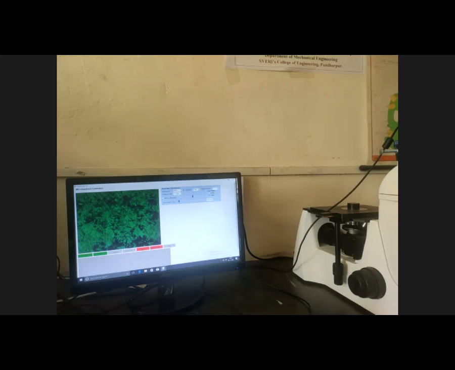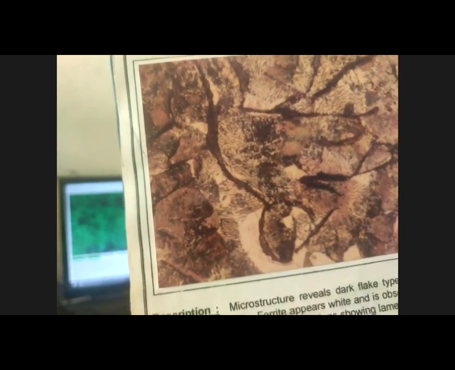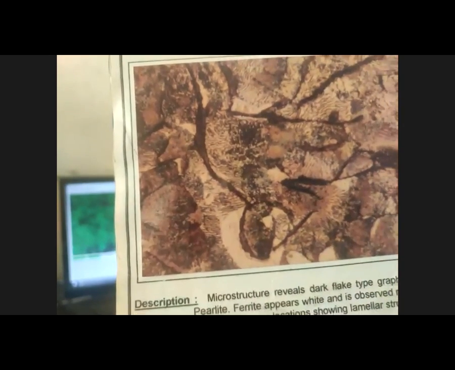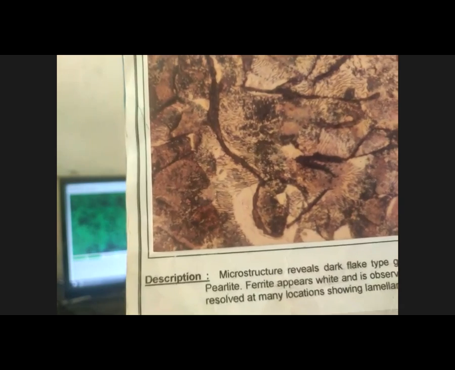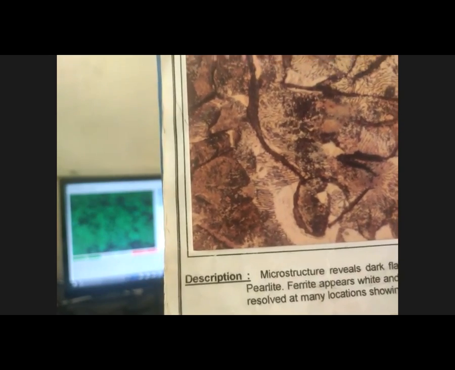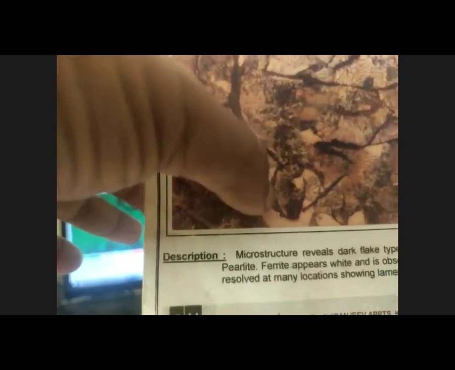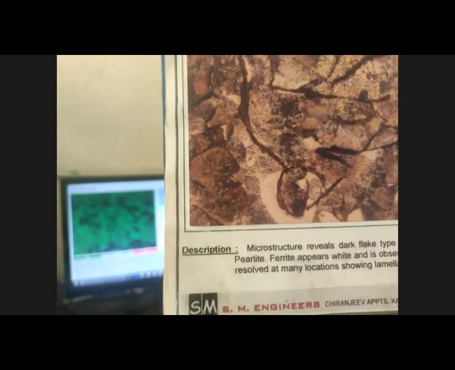In sequence, I will show all types of these cast irons: gray cast irons, white cast irons. So gray cast iron you will see here, ferrite plus pearlite. Here is the microstructure, dark flake type of graphite in the metallic matrix of ferrite and pearlite. Ferrite appears white. So this is the ferrite and the remaining part is pearlite. So this is the gray cast iron.